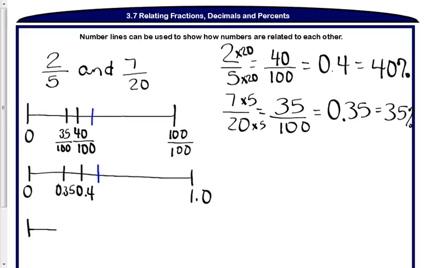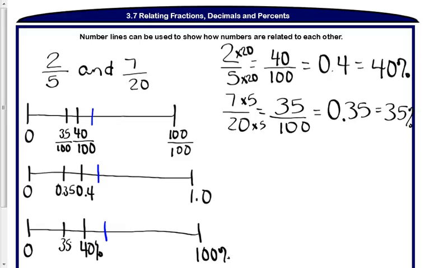Last, we go to our percent number line. So we have 0 and 100%. Same thing, I will mark halfway. And then I have 40% and 35%. And these number lines allow us to compare 35 100ths, 40 100ths, 0.35, 0.4, and 35%, and 40%. And hopefully this video will help you understand how to relate fractions, decimals, and percents.